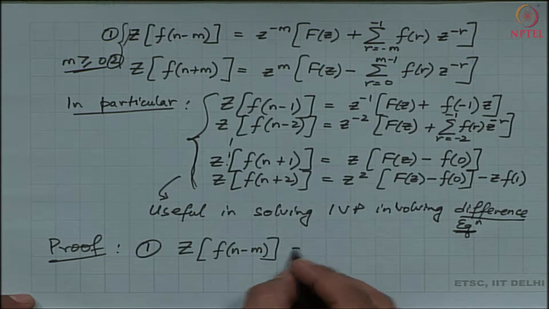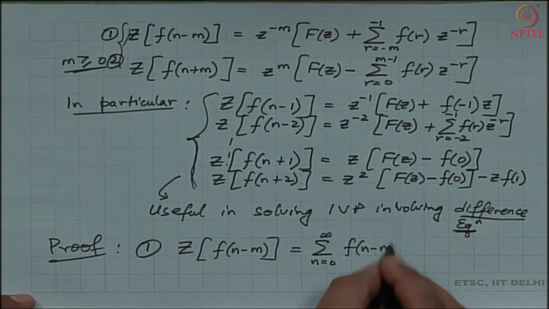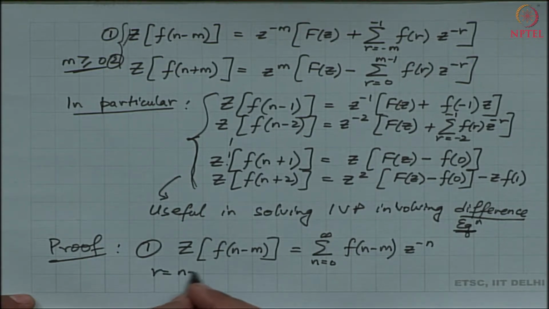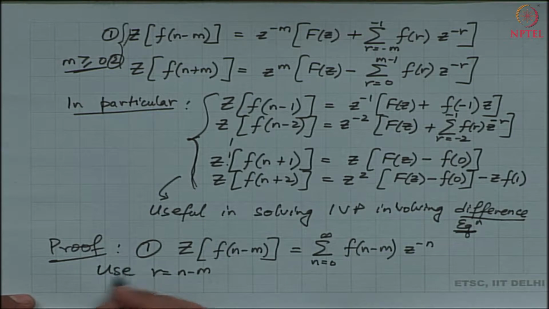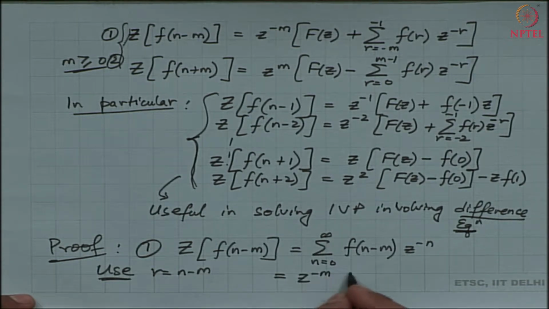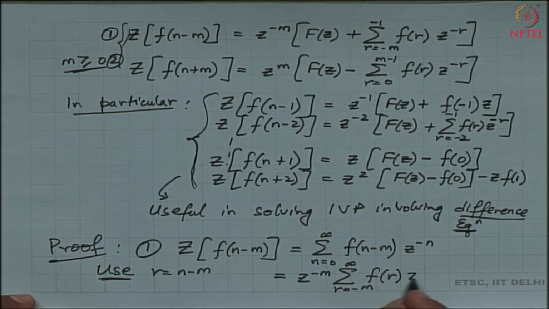By definition, this is the summation n from 0 to infinity f of n minus m z to the power minus n. If I put r equal to n minus m, I replace n by r plus m. So I get z to the power minus m summation over r. When n is 0, r is minus m, and when n is infinity, r is infinity. So f of r z to the power minus r.